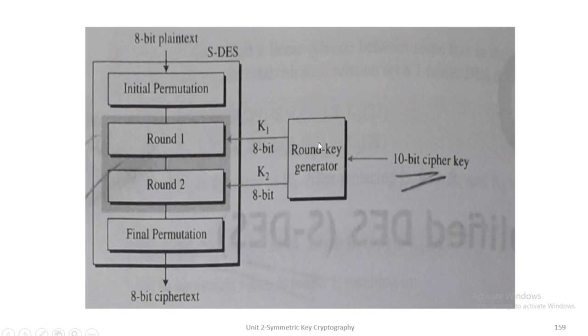On the ciphertext side, a 10-bit key is given to a round key generator, and totally 2 rounds are available. So we need to convert this 10-bit cipher key into 8-bit subkey representation. There is a need for 2 subkeys to be retrieved from the 10-bit cipher key. At the right side, the key generation algorithm is used for retrieving 2 subkeys, each of 8-bit size, and those 2 keys are used in the 2 rounds.